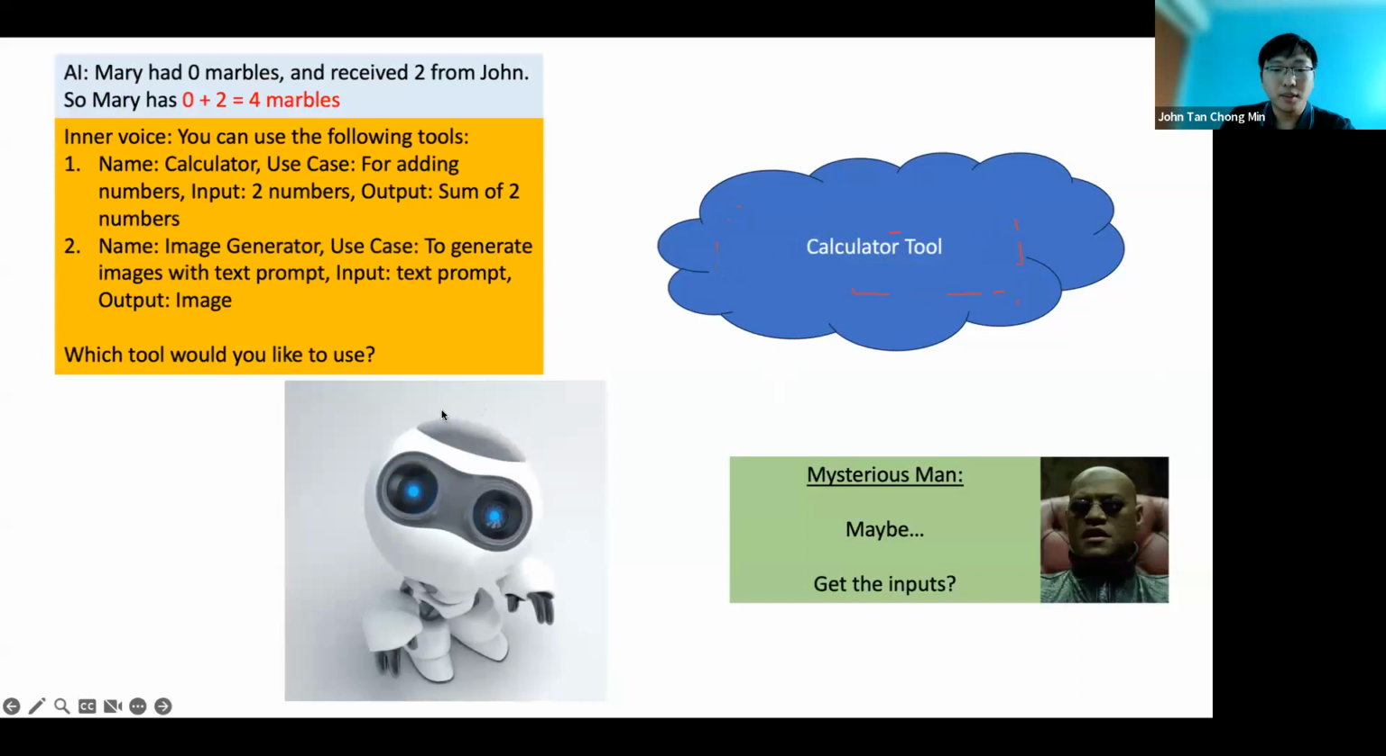So we do have 2 tools right now. The inner voice tells the AI, you have 2 tools right now. Your first tool is a calculator tool, and you use it for adding numbers. Over here is a simple one: you take in 2 numbers and the tool will output the sum of them. You also have an image generator, where you can input a text prompt and the output will be an image. You can ask the AI, what tool would you like to use?